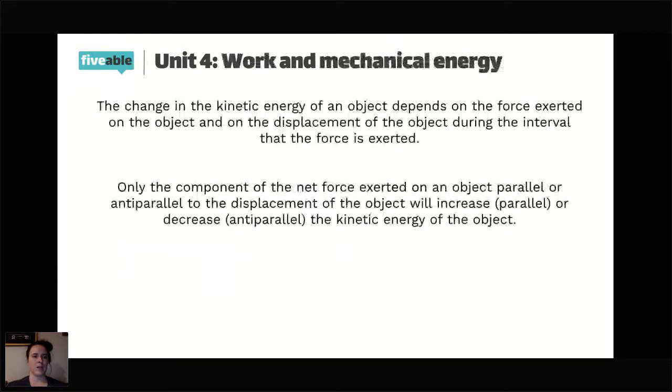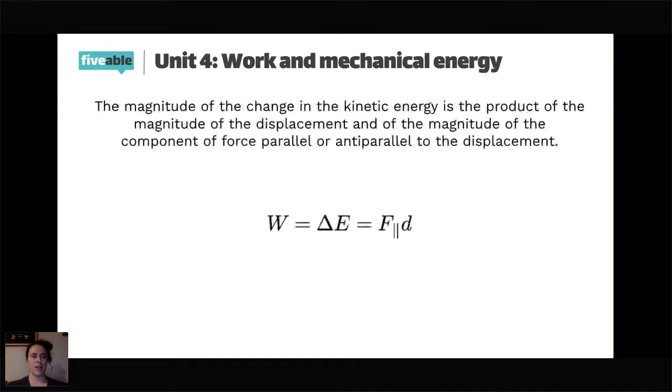All right. The change in kinetic energy of an object depends on the force exerted on the object and on the displacement of the object during the interval that the force is exerted. Only the component of the net force exerted on an object parallel or anti-parallel to the displacement of the object will increase, parallel, or decrease, anti-parallel, the kinetic energy of the object. And the magnitude of the change in the kinetic energy is the product of the magnitude of the displacement and the magnitude of the component of force parallel or anti-parallel to the displacement.